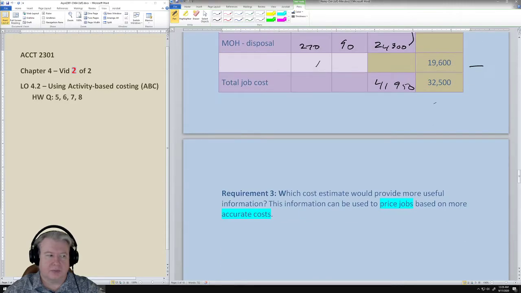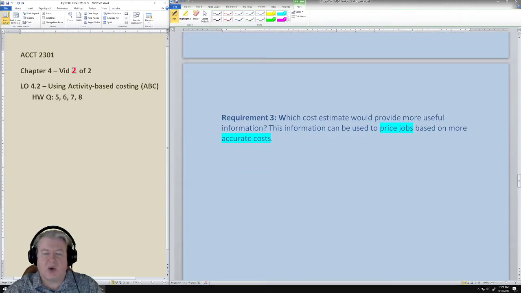So that's just the question. Which cost estimate would provide more useful information? Well, just as I've been saying, the answer to this part is it allows you to price jobs better, and it gives you more accurate costs. And that's the big takeaway. Allows you to have more accurate costs.